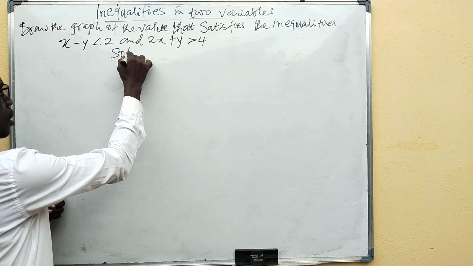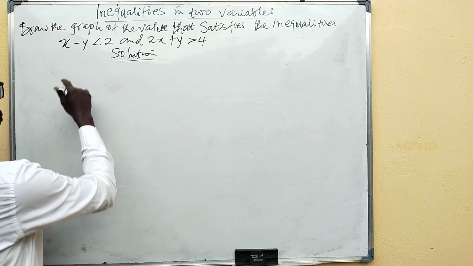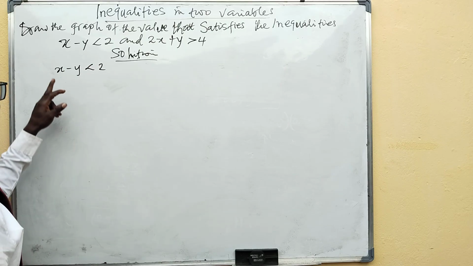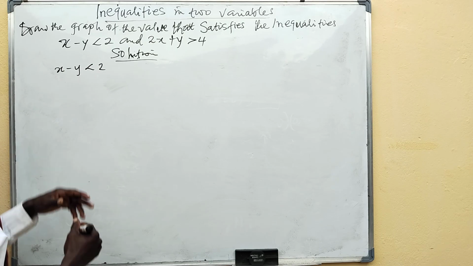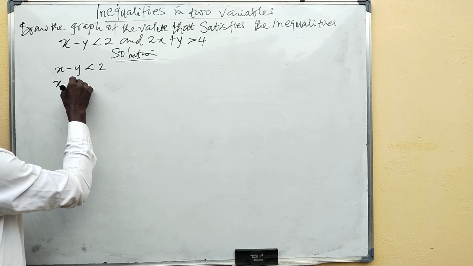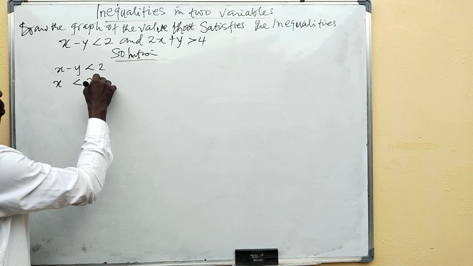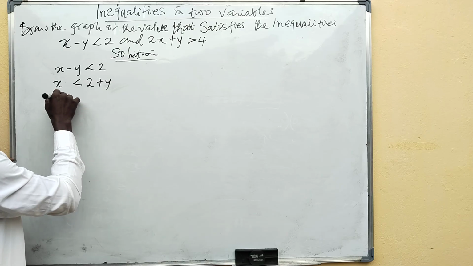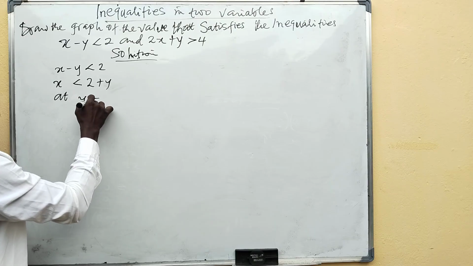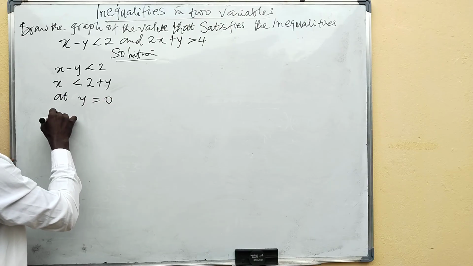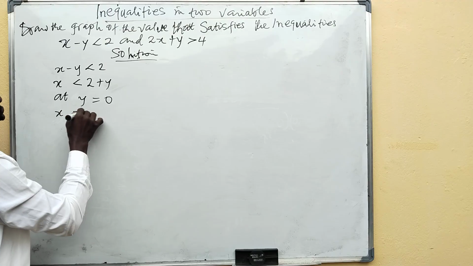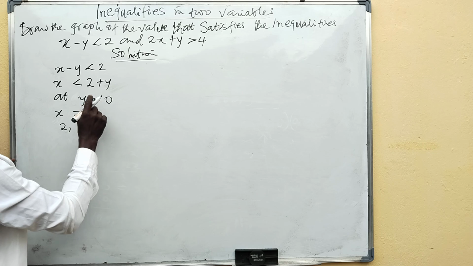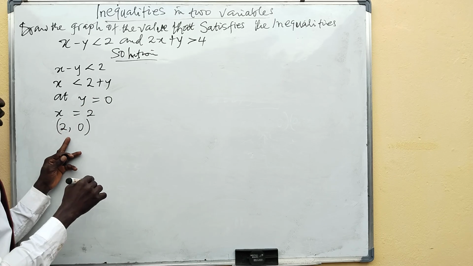Solution to this. We have the first inequality: x minus y is less than 2. First, you make x the subject of the formula. x will be less than 2 plus y. Now you can decide at y equals 0. What will x be? x will be equal to 2, which means when x is 2, y is 0.